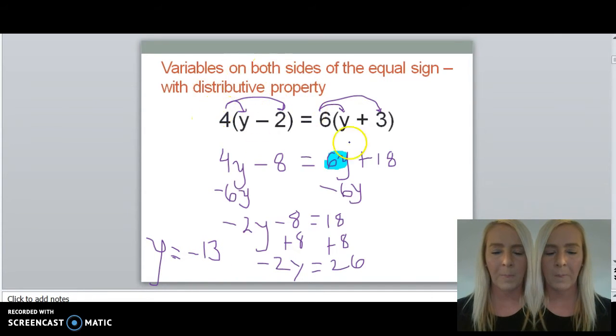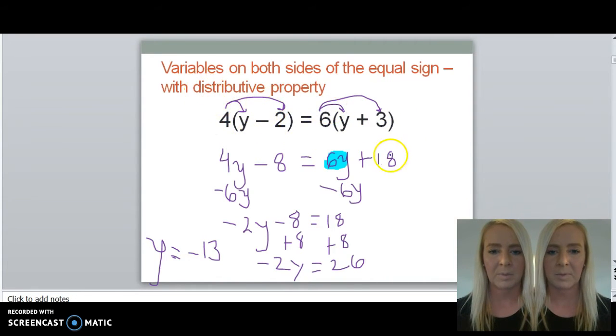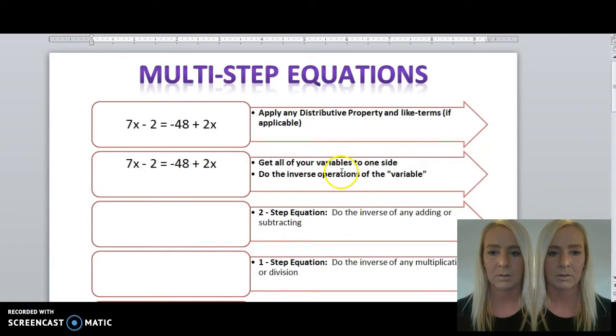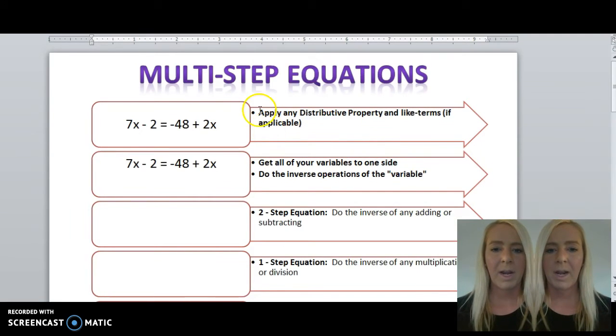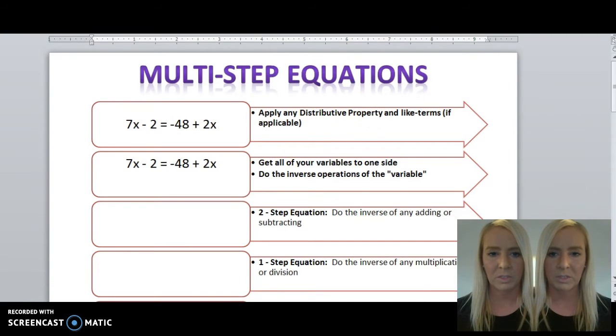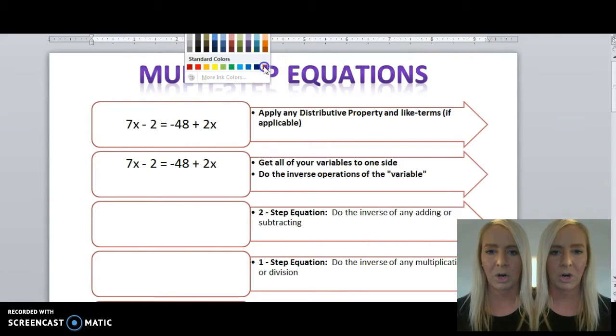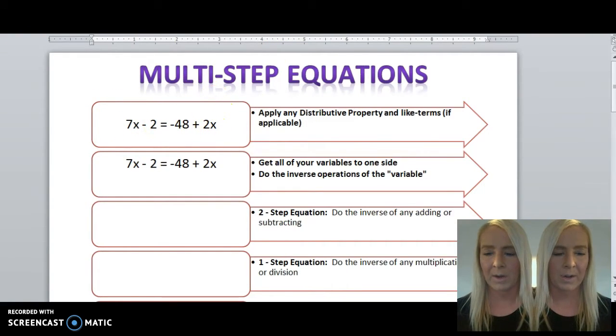So even though we have distributive property on both sides, you can still apply those concepts and then apply your knowledge from this video to solve for the variable on both sides of the equation. All right, let's look at your graphic organizer. So what I have listed here is apply any distributive property and like terms if applicable. So I didn't include an equation where I put in combining like terms or any distributive property, but that's your first step in any equation.